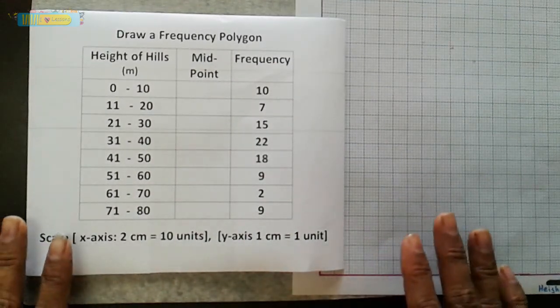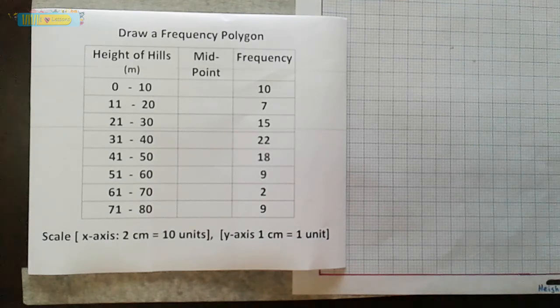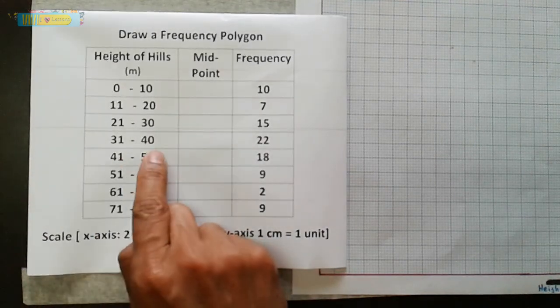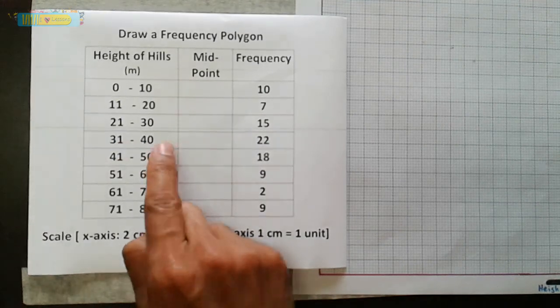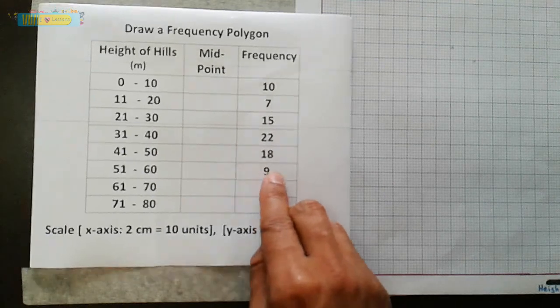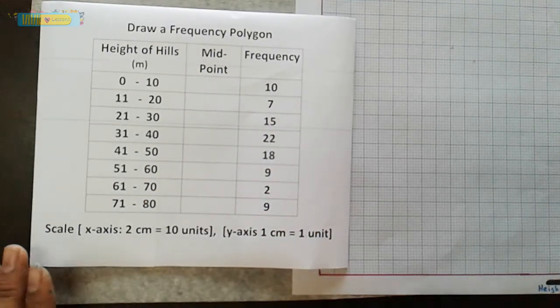Alright, so over here we've been asked to measure the height of hills. So once again, I just want to make sure we can interpret the graph. How many hills were between 31 to 40 meters in height? And that answer would be 22. And 9 hills were between 51 to 60 meters in height.